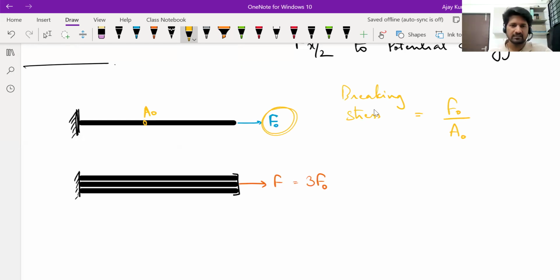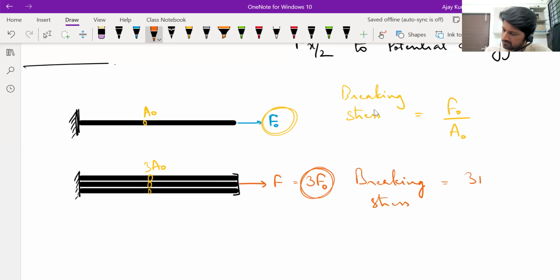Now, for three threads, we see that the force is tripled. Why? Because the area of cross section is tripled now. A naught, A naught, A naught. The effective area of cross section is 3 A naught, and you will need a force of 3 F naught to break it. So what is the breaking stress for a bundle of three threads? 3 F naught divided by 3 A naught. It's still F naught by A naught.